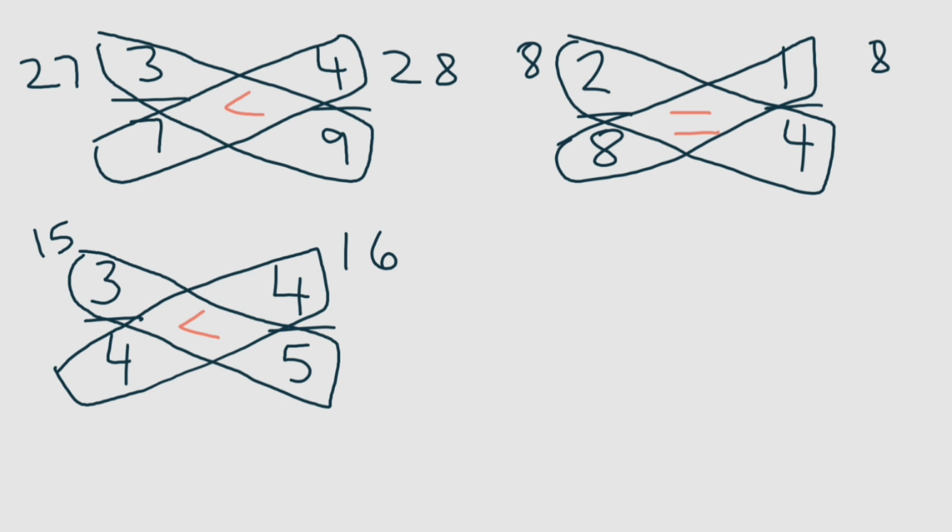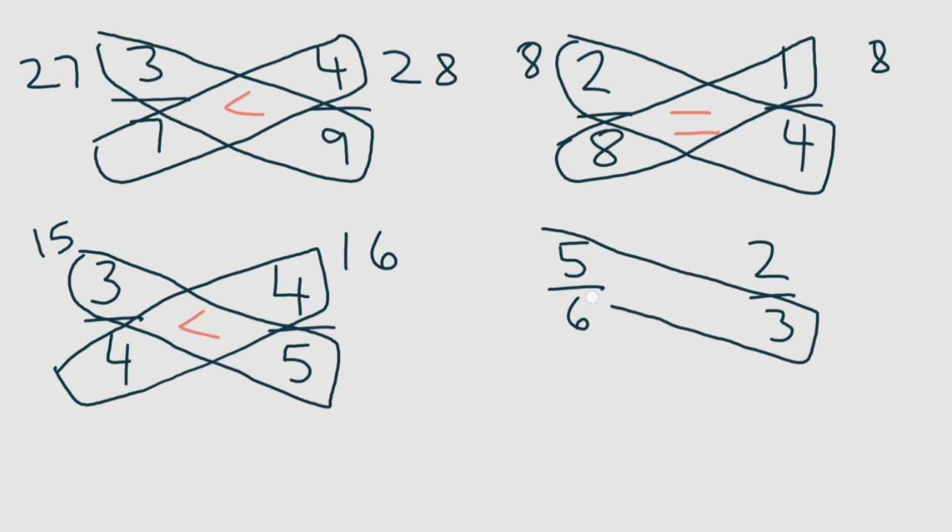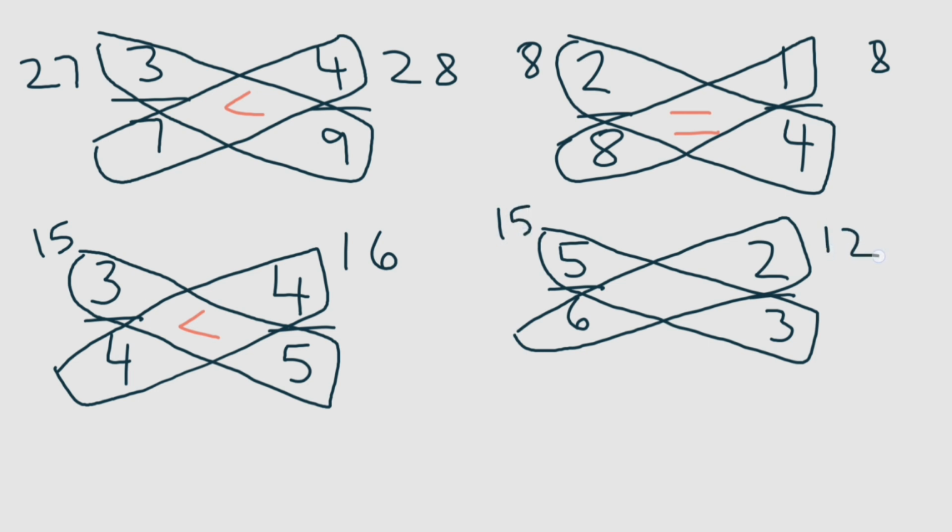The next problem we have is 5/6 and 2/3. Let's compare these two fractions. Let's start with cross multiplying. So we're going to multiply 5 and 3, and then we're going to multiply 2 and 6. 3 times 5 is 15, and 6 times 2 is 12. Let's compare 15 and 12. 15 is greater than 12, so we can say that 5/6 is greater than 2/3.